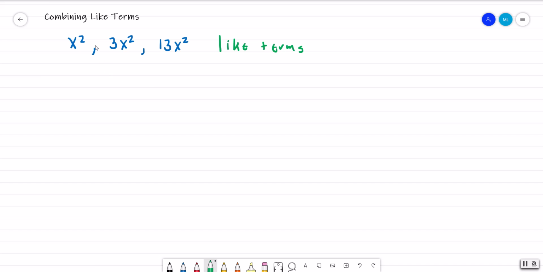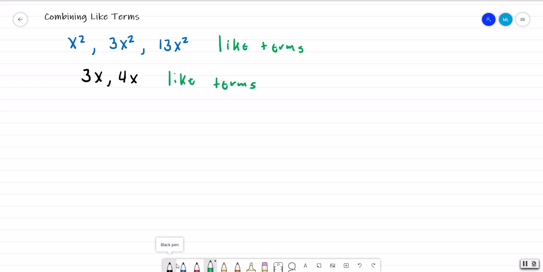And that's because they share the same variable with the same exponent. Another example of where you can have like terms could be as simple as taking 3x and then you have something like a 4x. This would be another example of your like terms. So we have that these would also be like terms.